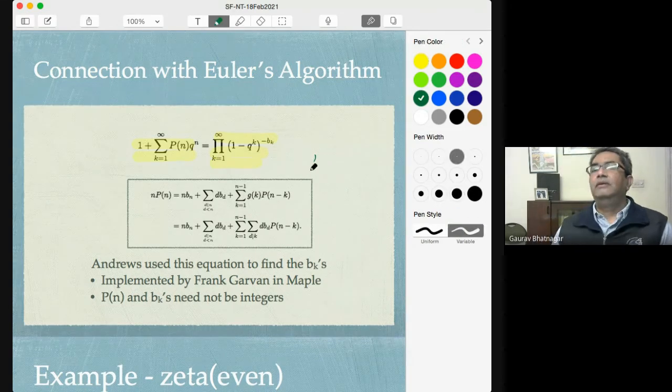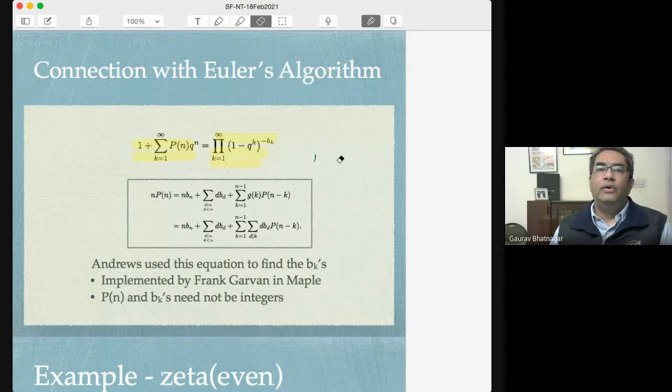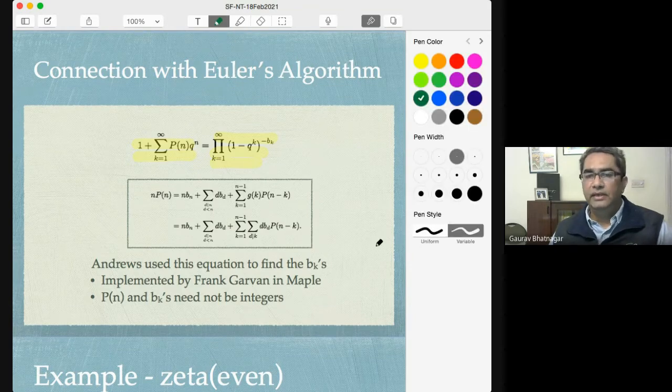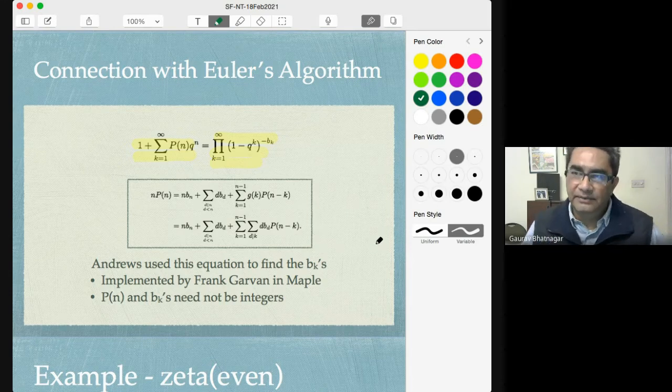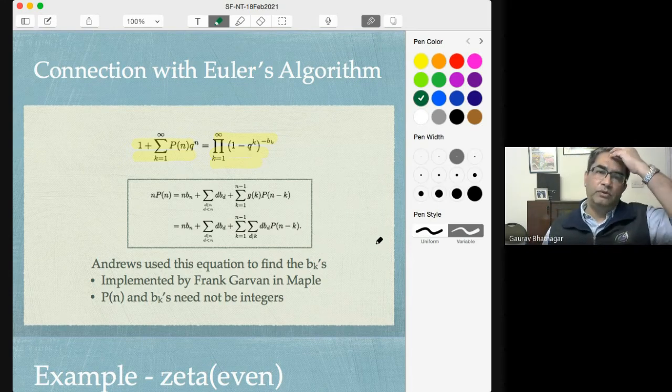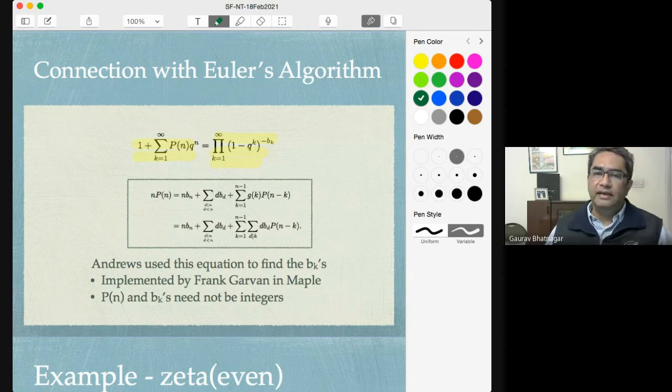So Andrews gave an algorithm for this. It's called Euler's algorithm. I don't know why it's called Euler's algorithm, but I've seen it in Andrews' books on theories of partition, which was in 1976. Maybe Euler used some of this technique somehow, and this is how Andrews uses it, and these follow from ours. So Andrews used this equation to find the BKs. It's been implemented by Garvan in Maple, and then by any number of people.